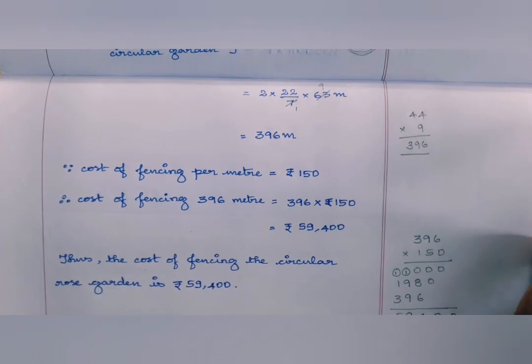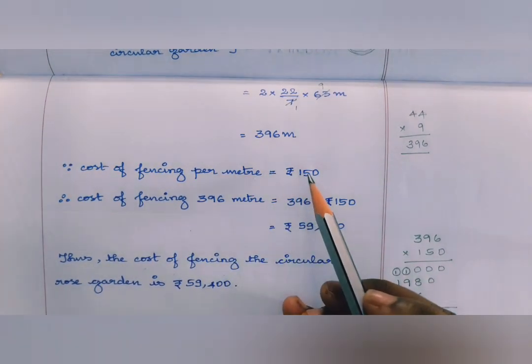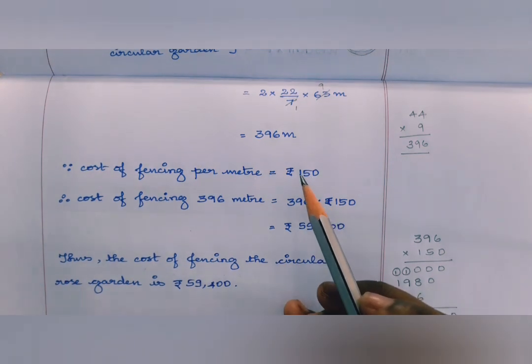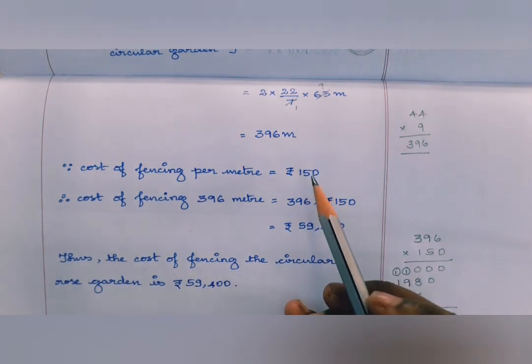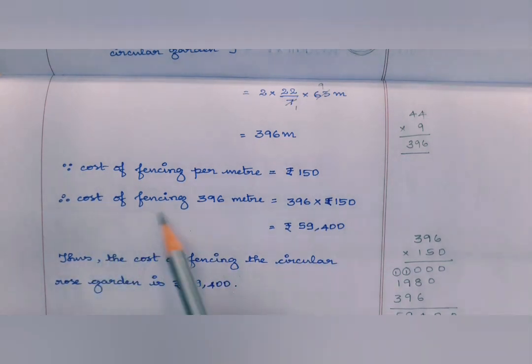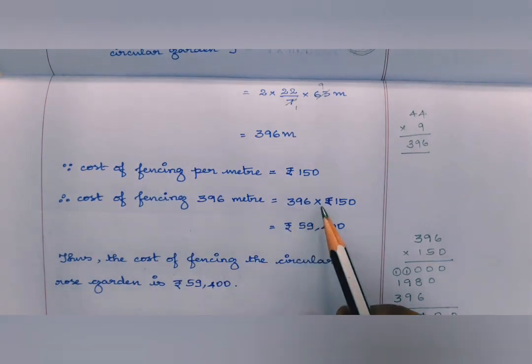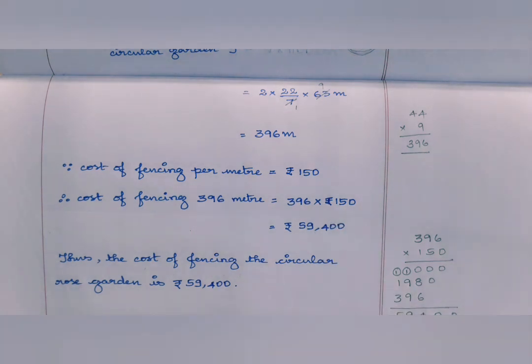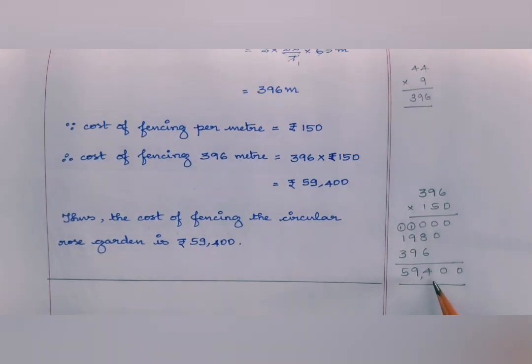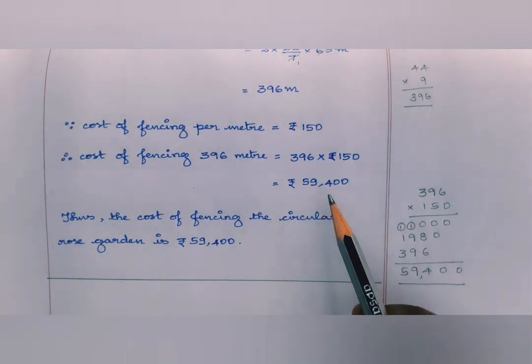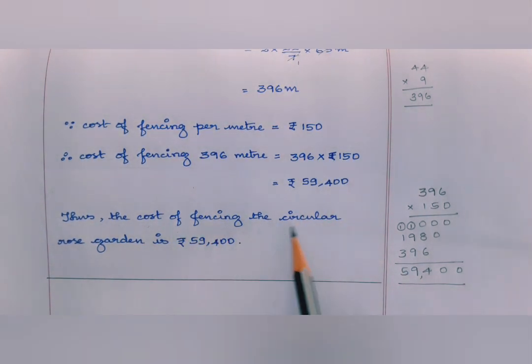In the question, they have given the cost of fencing per meter as rupees 150. Now, the cost of fencing 396 meter, that is, fencing the whole garden, is 396 into rupees 150. When we calculate, we get rupees 59,400. Thus the cost of fencing the circular rose garden is rupees 59,400. I am sure that you are clear with all the problems which we discussed today.